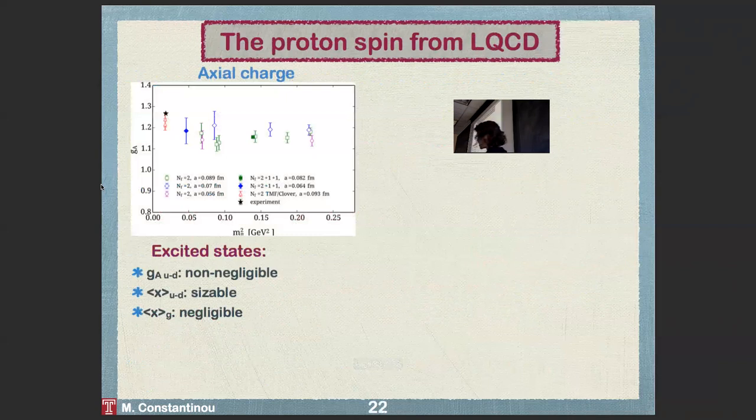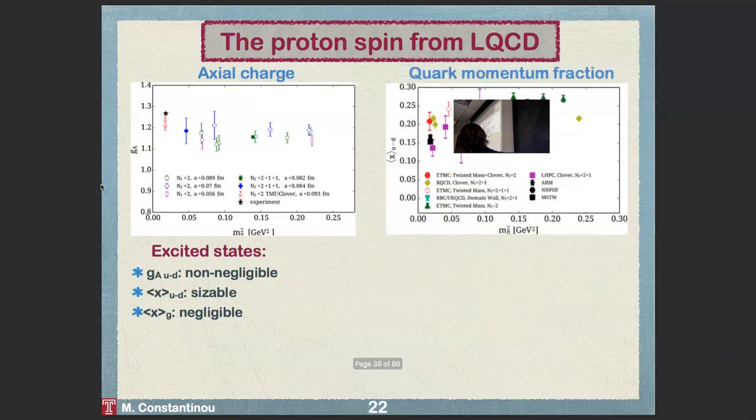This is already a year old, the result on the axial charge, and this shows different analysis techniques at the physical point, that by reducing excited states, you move towards the experimental point. The situation with the quark momentum fraction is more severe compared to the axial charge due to excited state contamination. We find that it could be up to 10 to 15%. So it's important to go to higher source-sink separation.